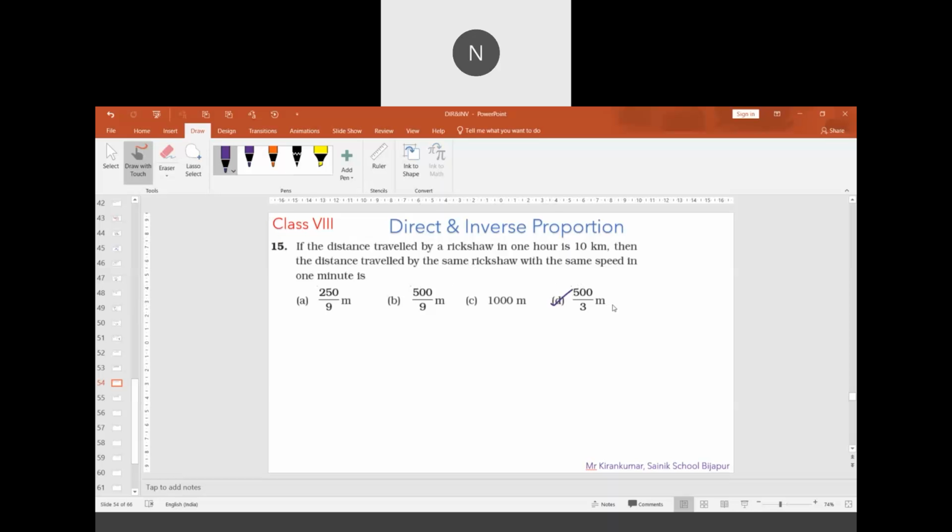Naman has said the answer. 500 by 3 is the correct answer, but why? Sir, 10 kilometers will take 60 minutes, sir. 10 by 60. Option number D, sir. D is the correct option.